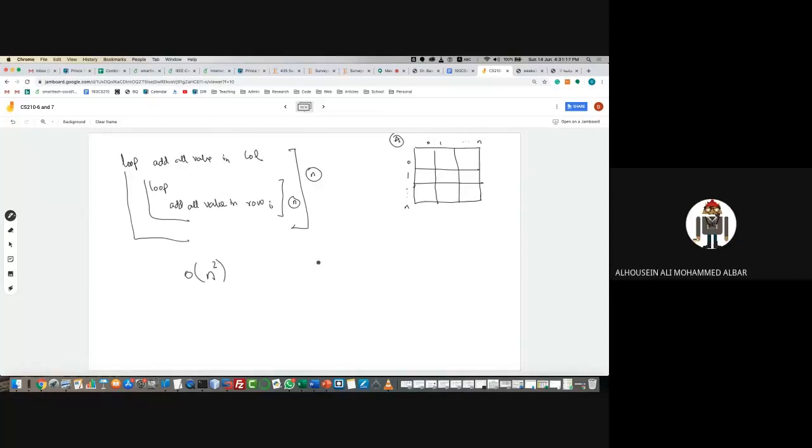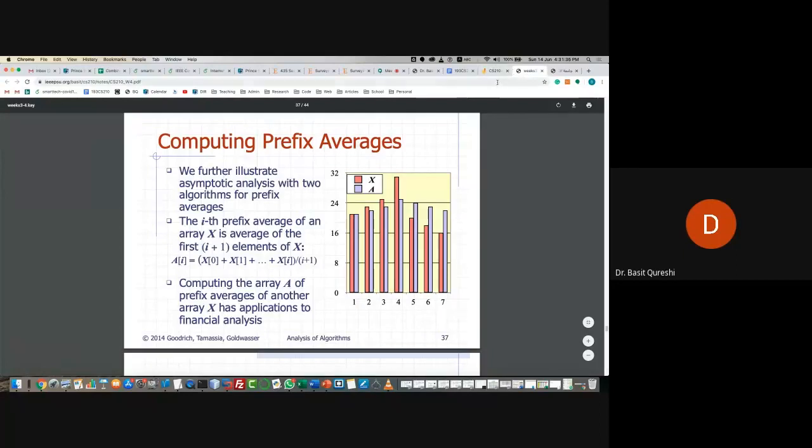Yes, n squared. I also showed you this in the slides earlier. If you have 2 loops like this, the first loop going from 0 to n, the other one also going from 0 to n, and they're nested loops, then the runtime would be n squared. So you can just estimate it like this, just by looking at it. All right, now something which is a bit complicated.